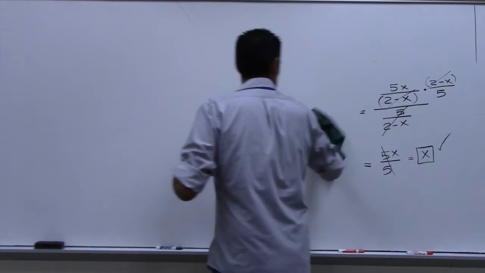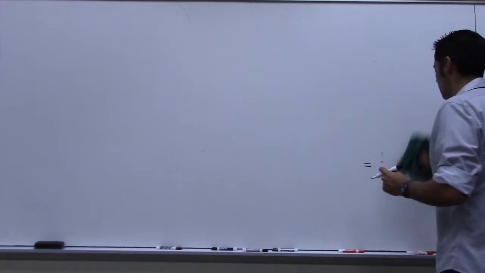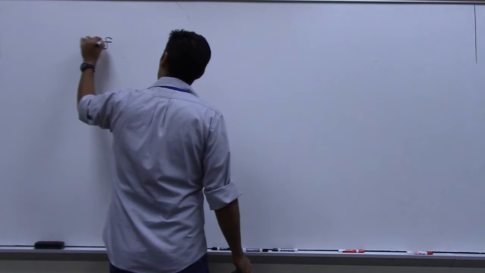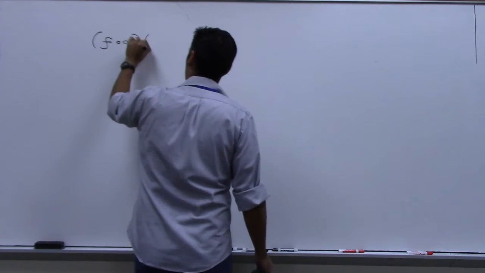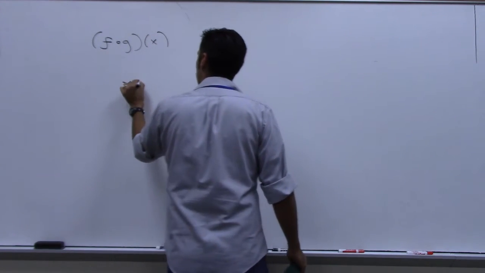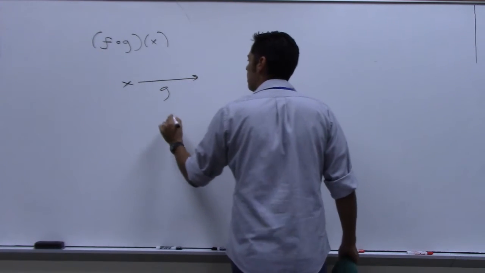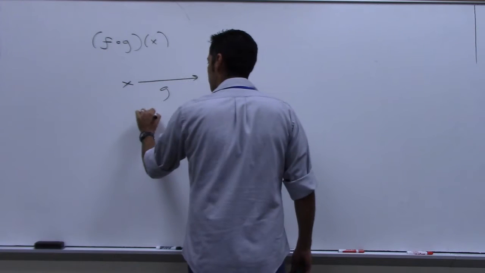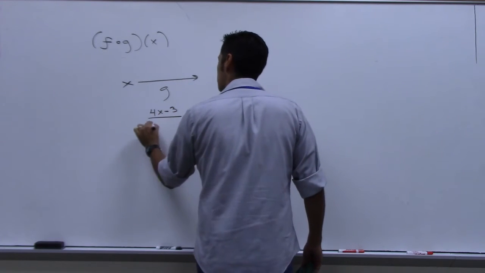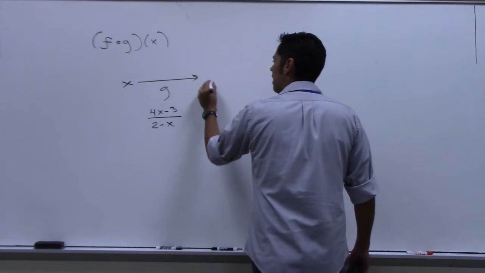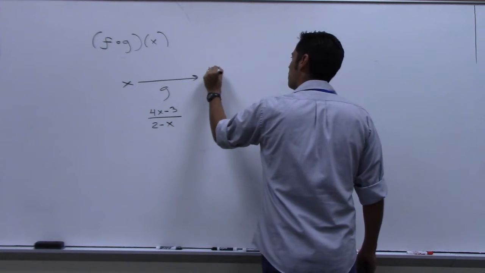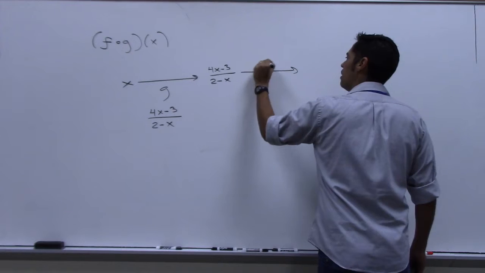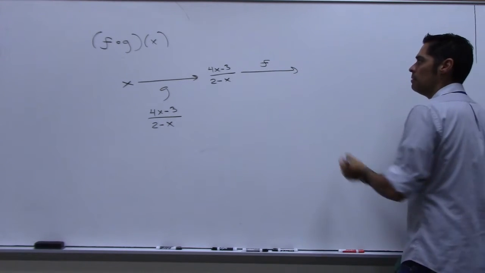Yeah, let's just do what we've been doing like last class. Let's do what happens when we do this. X goes through g first, right? The g function was 4x minus 3 over 2 minus x. And then that answer, which is 4x minus 3 over 2 minus x, goes through the f function. And we already know what that comes out to be.